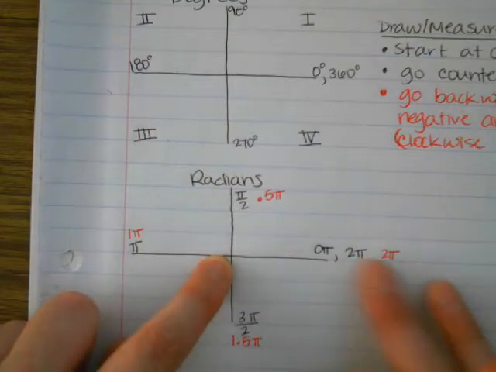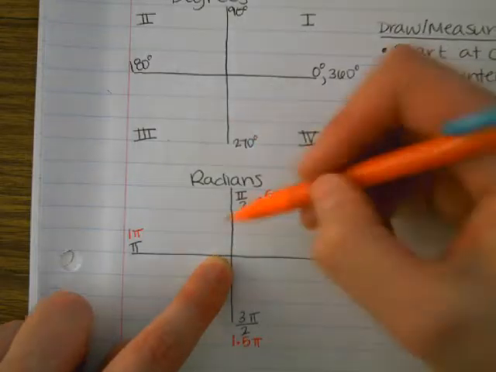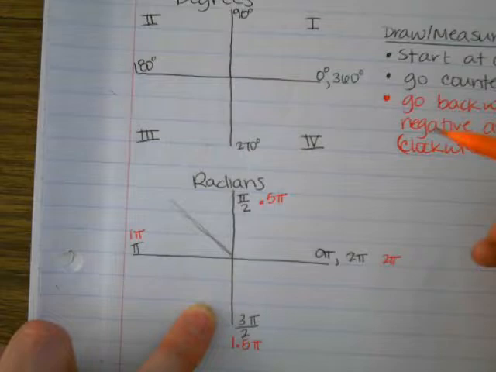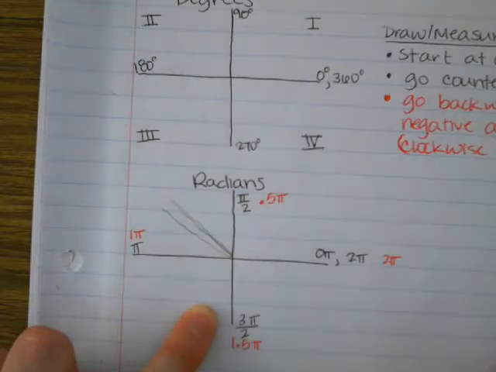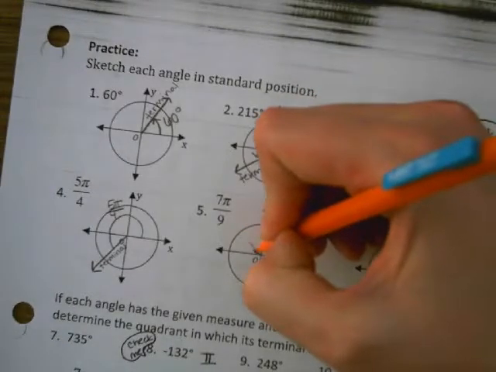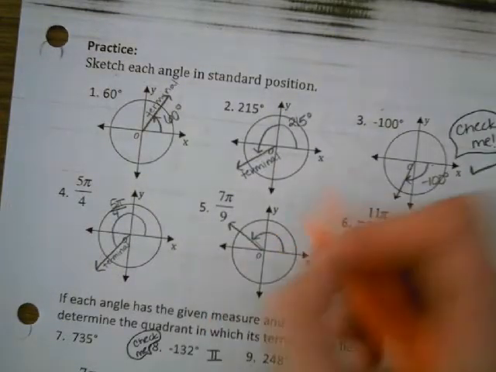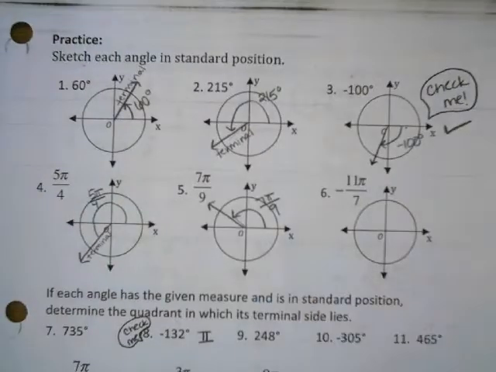Quadrant 2. Is it 0.70? 0.7? No, 0.7777. So 0.75 would be exactly in the middle, right? So 0.77777 should be where? A little bit past the middle, just a little bit over, right? So I got my middle right in here. I'm going to go a little bit past the middle. And I'm going to say, okay, that is 7 pi ninths. And where does the terminal side lie?